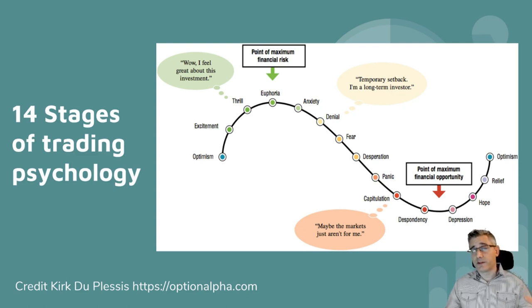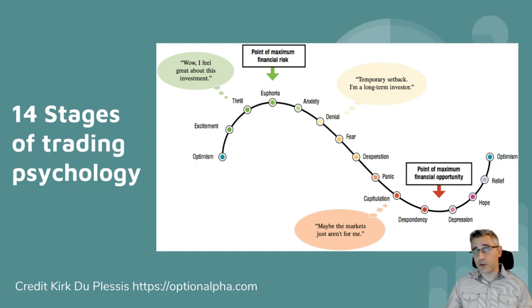Then the euphoria stage at the top. Then on the downslide, we have anxiety, denial, fear, desperation, panic, capitulation. Maybe the markets aren't for me. Maybe I should get out. Maybe I don't belong here. Then despondency, depression at the bottom, hope, relief, and then optimism as the markets turn around. And as you can see, if we swing over to the left, you can see the pattern starts over again.